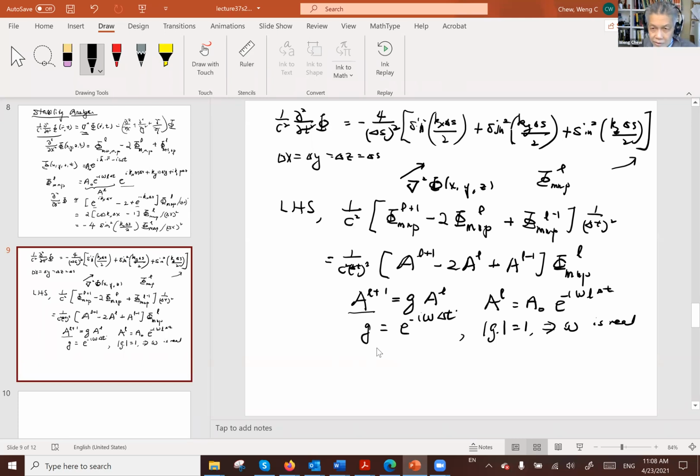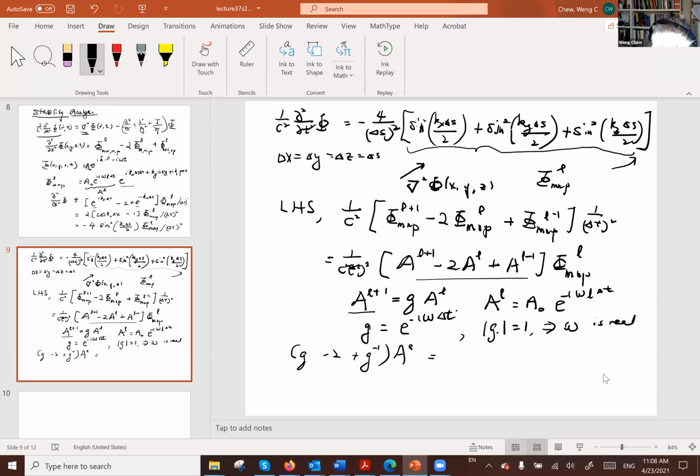So let's do this more carefully. You plug this into the left-hand side. The left-hand side will become g, the first term is just g, minus 2 plus g inverse, times a_l. That's what happens to the left-hand side if you plug this in. And then it should be equal to the right-hand side. The right-hand side will be this very complicated function. Let me just call this s squared for simplicity.